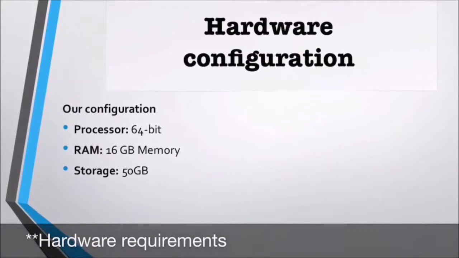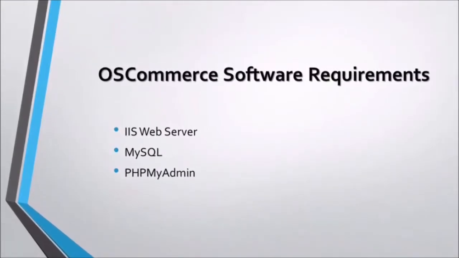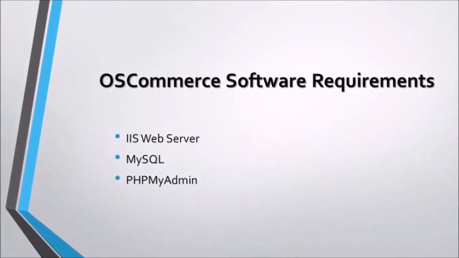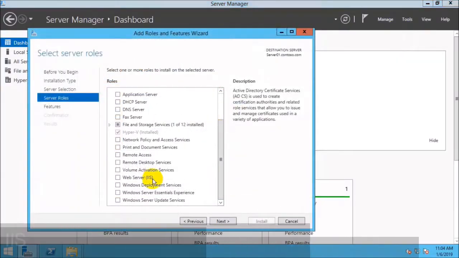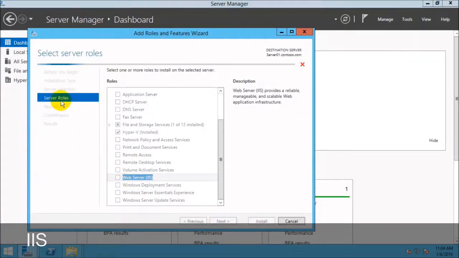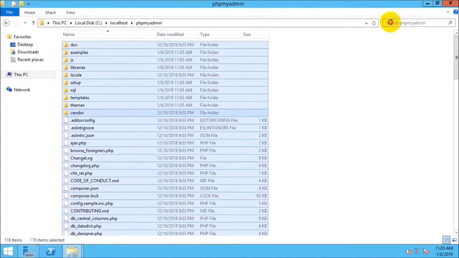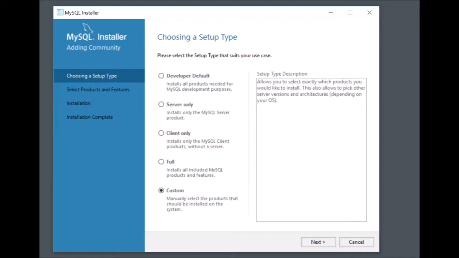The following is the hardware configuration for our virtual machine. For software requirements, we need to install IIS web server, MySQL, and phpMyAdmin to monitor our database. Now let's start with the installation. First step is to add web server role. As for phpMyAdmin, we need to extract the files and copy them to the localhost directory.